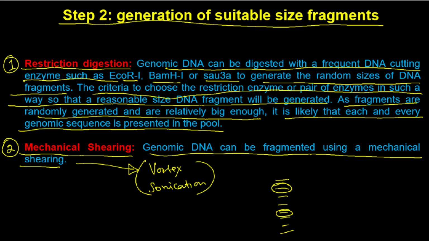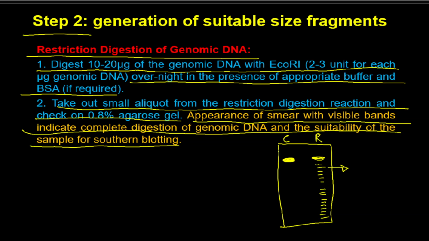Okay. And second method, mechanical shearing. Genomic DNA can be fragmented basically either by sonication or by vortexing. We can also make the fragments of the DNA this way.